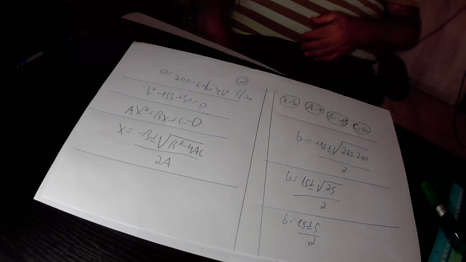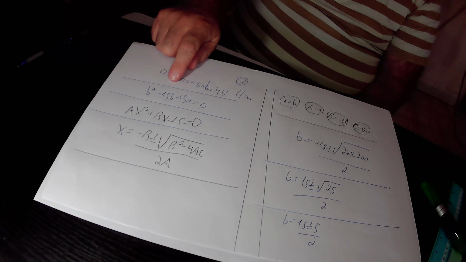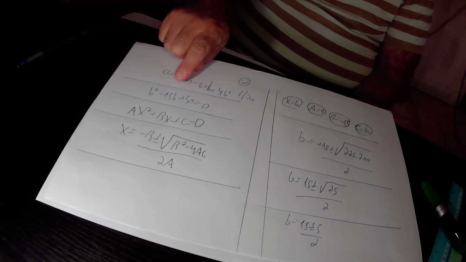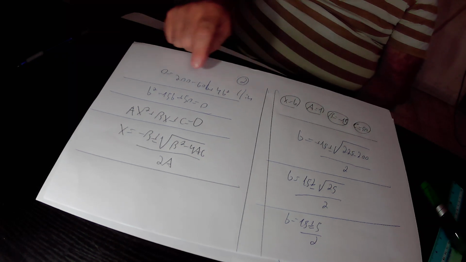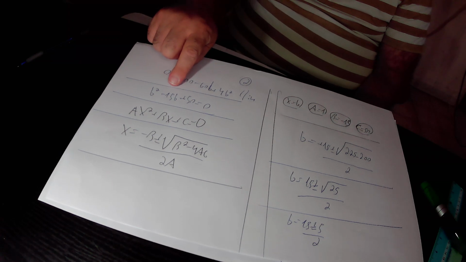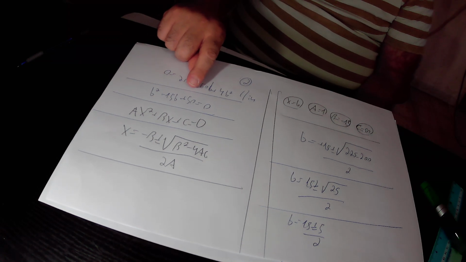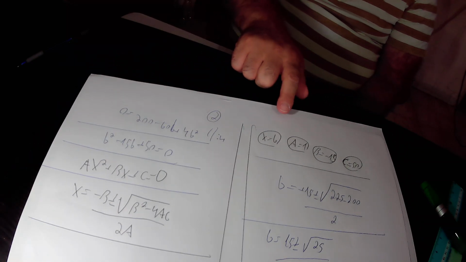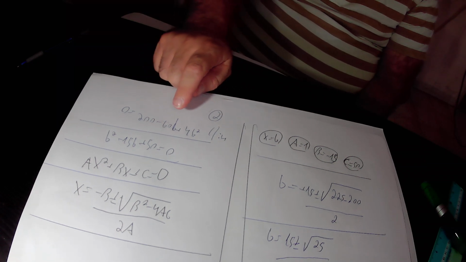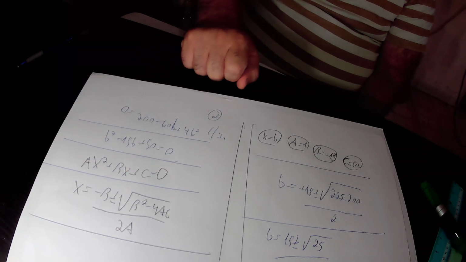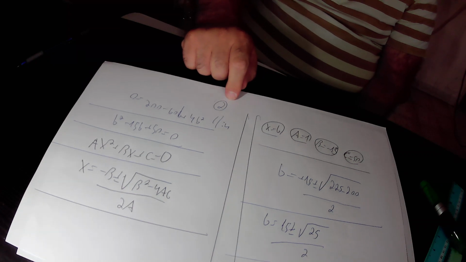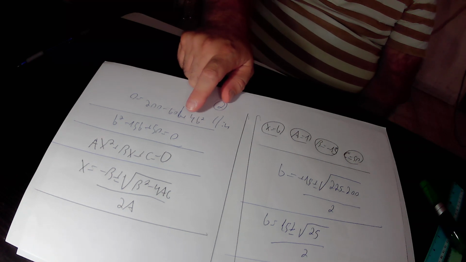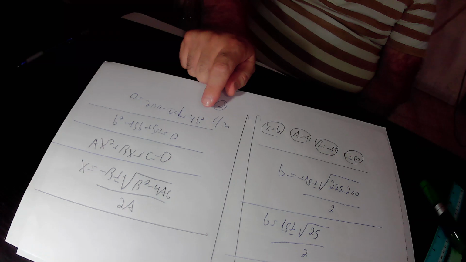In our specific quadratic equation, b squared minus 15b plus 50 equals 0, the variable that we are looking for is b. Therefore, x equals b, the coefficient a equals 1, the coefficient b equals minus 15, and the coefficient c equals 50. So the only thing left to do is to put this data for our specific quadratic equation inside the general formula for x, and we find the values of b, because x equals b.